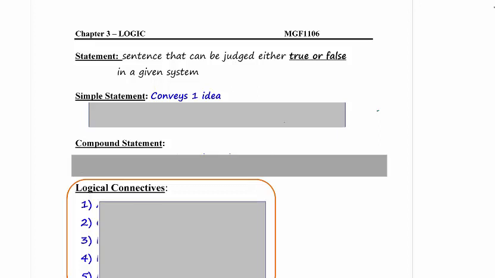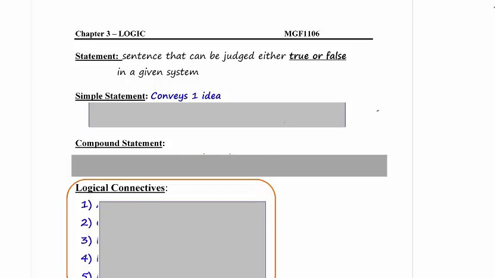So first thing we're going to start off with is, again, what a statement is. A statement will be a sentence, that's important, that can be judged either true or false in a given system. So when you read it, you can determine true or false. Like, there's no in between on that.